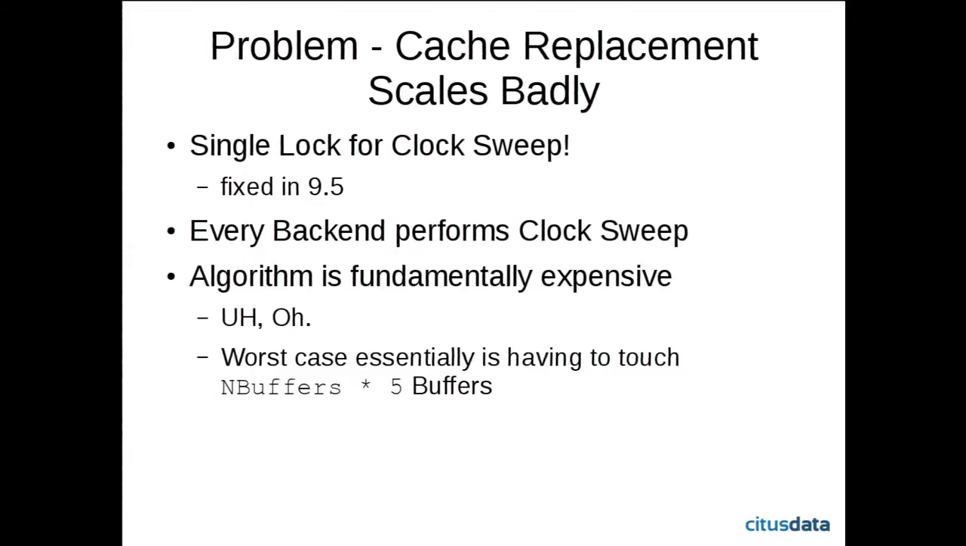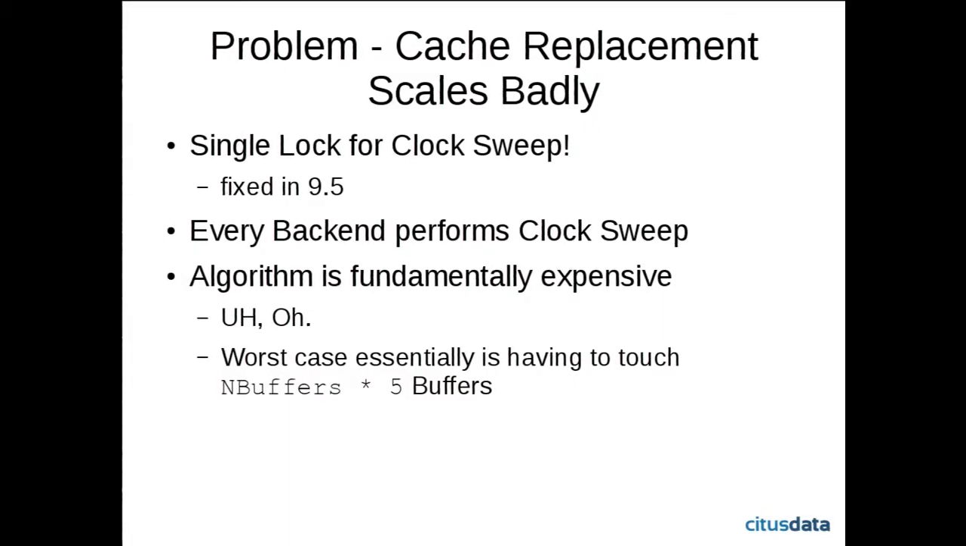We also have the problem that this cache replacement algorithm, the clock sweep that I talked about earlier, actually scales very badly because we had some bad locking around that. That's fixed in 9.5. But the other problem is that each backend performs the clock sweep. And that means that the headers for the buffers go from one NUMA node to the next NUMA node and back constantly. Also, one clock sweep to find a free buffer is really expensive. We potentially have to go around all shared buffers five times, because that's the max usage count, to find a replacement buffer. The worst case is actually a bit worse than that, because you can increase the buffer usage count as well.